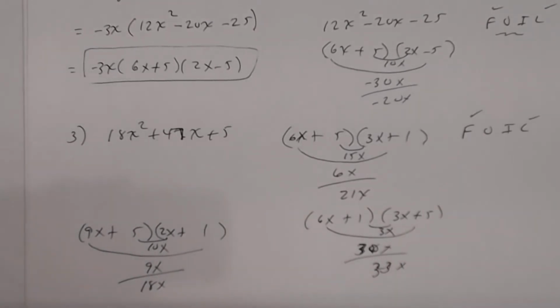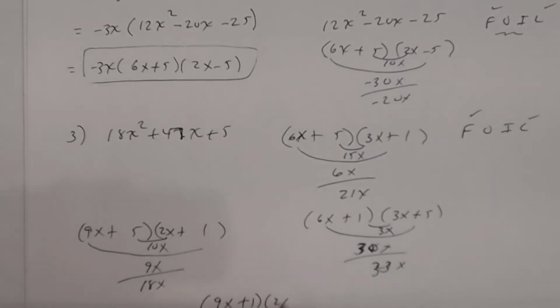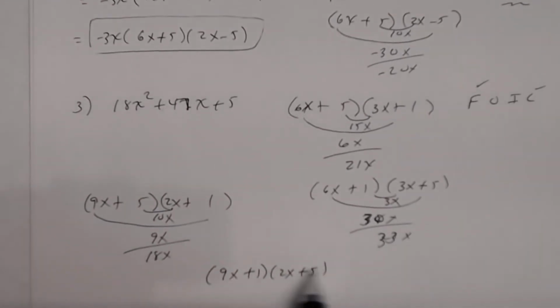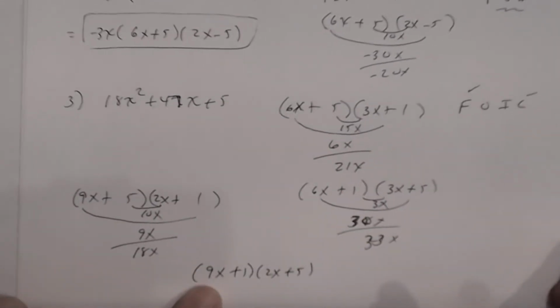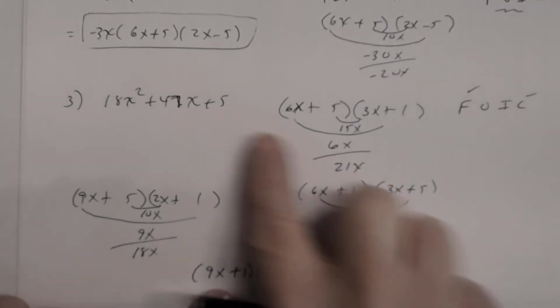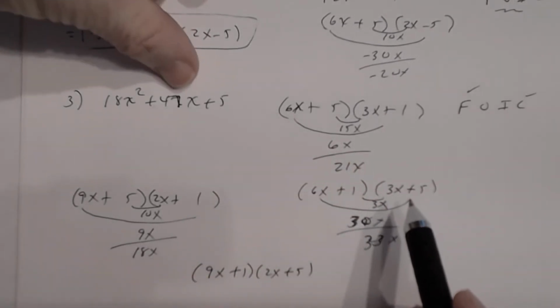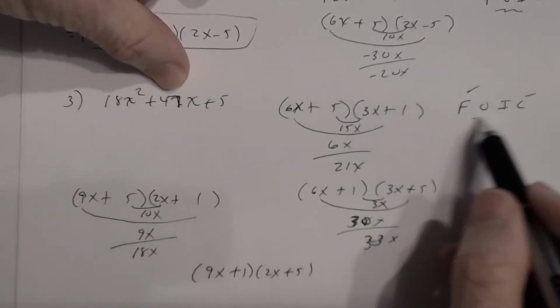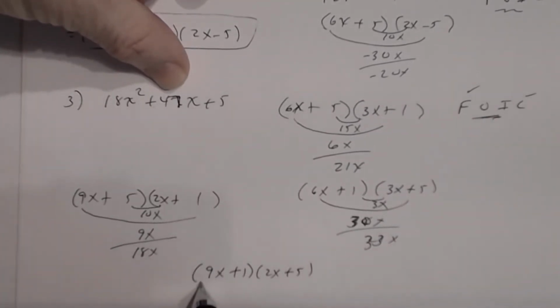Okay, so here's the idea of that trial and error. If I switch those, remember, just because you fill this out doesn't mean it's correct. You've got to check. You've got to make sure you get this back. So using FOIL, 9x times 2x is 18x squared, so my F is okay. And then the last, 1 times 5 is 5, so that's fine. Now all I've got to do is make sure I get that 47x, which I use the outer and the inner for. So the outer, 9x times 5 is 45x. The inner, that's 2x. I'm going to add them up, I get 47x, and that's what you wanted.